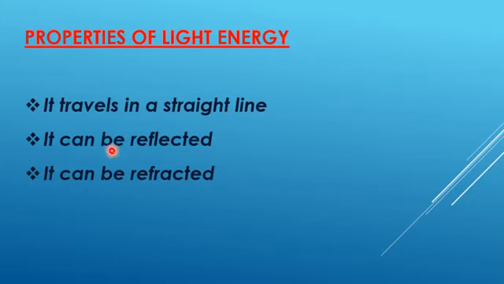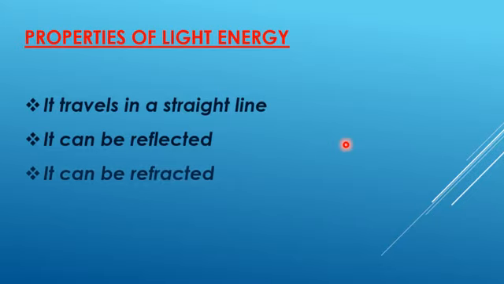2, it can be reflected. That is, light can bounce off from a surface, like how a ball bounces off from the ground or from the wall.